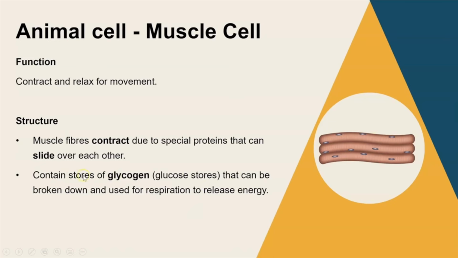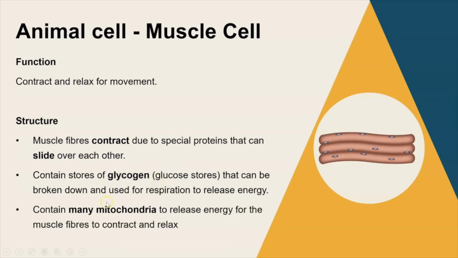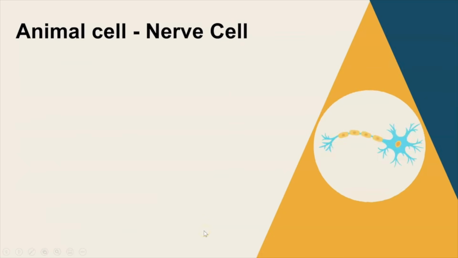So there are lots of stores of glycogen, and that is lots of glucose molecules bonded and stored away. So that means that when respiration is required to release energy for the muscles to contract, that glycogen store can be broken down to release the glucose needed for respiration. Now lastly, aerobic respiration happens in the mitochondria, so you also find lots of mitochondria in the muscle cells.